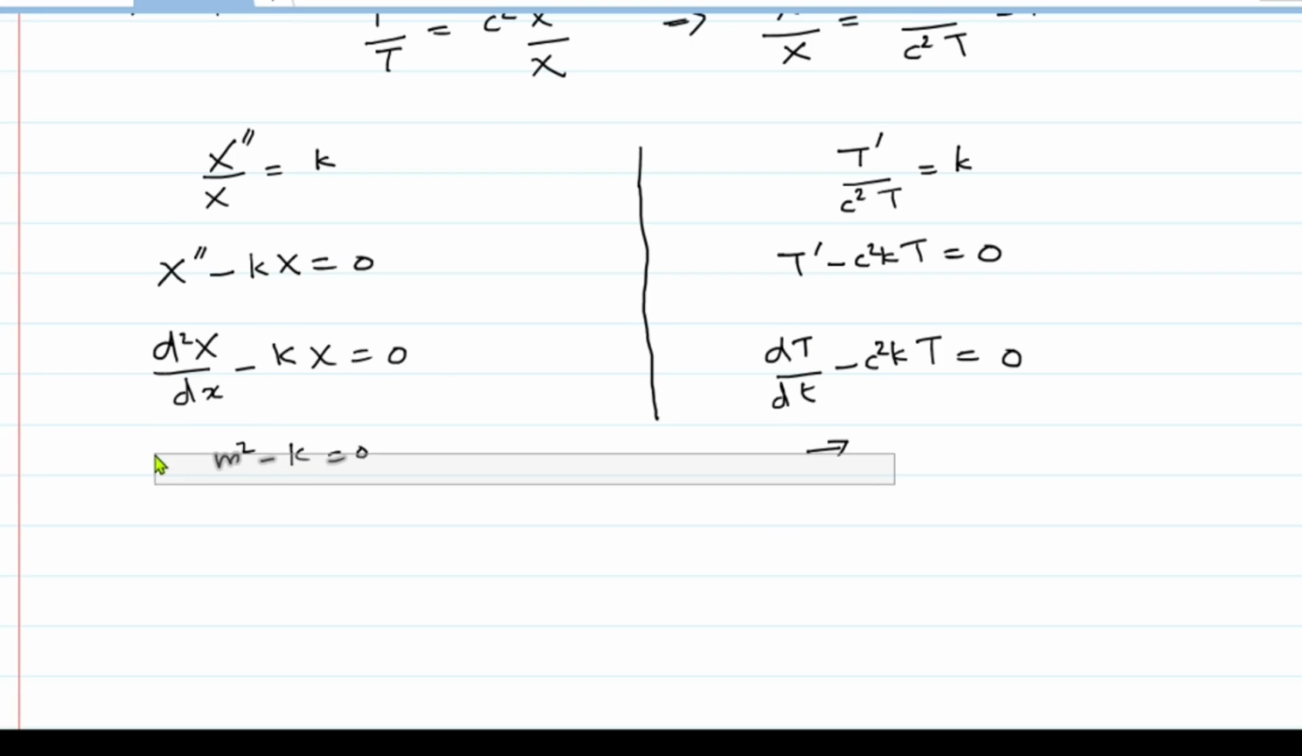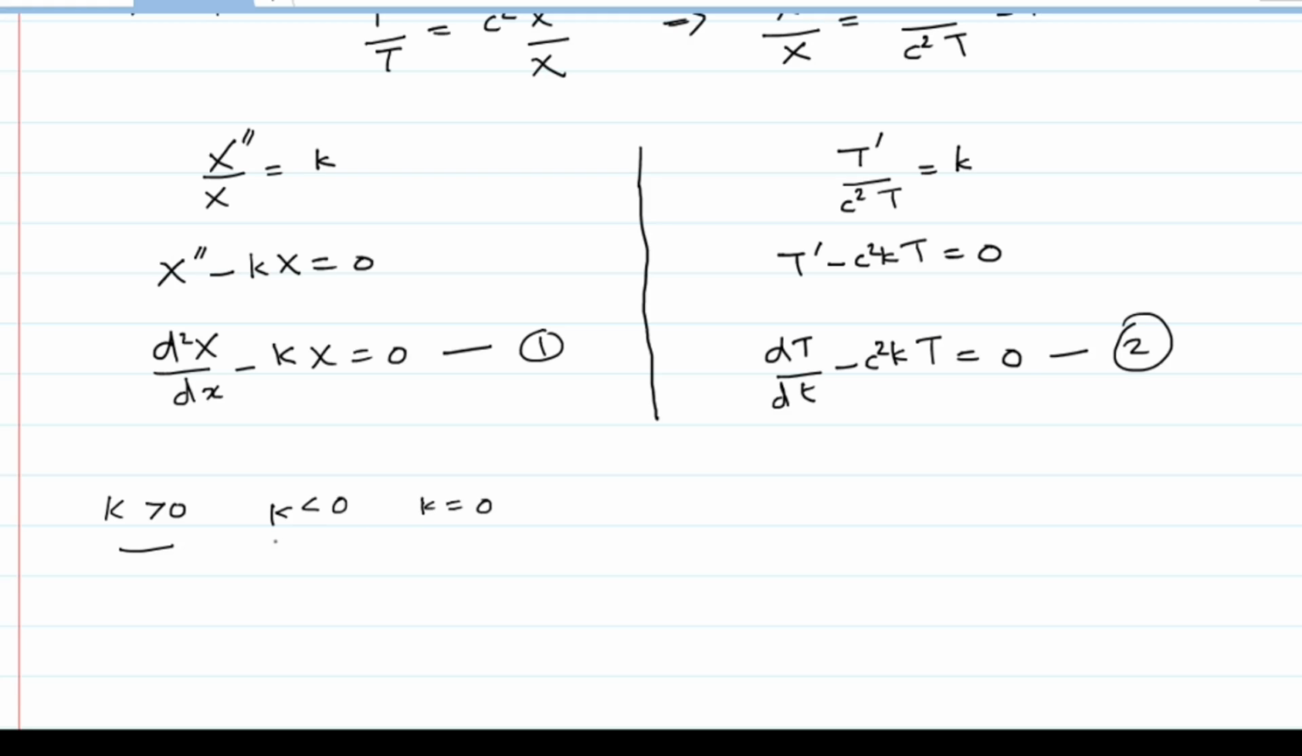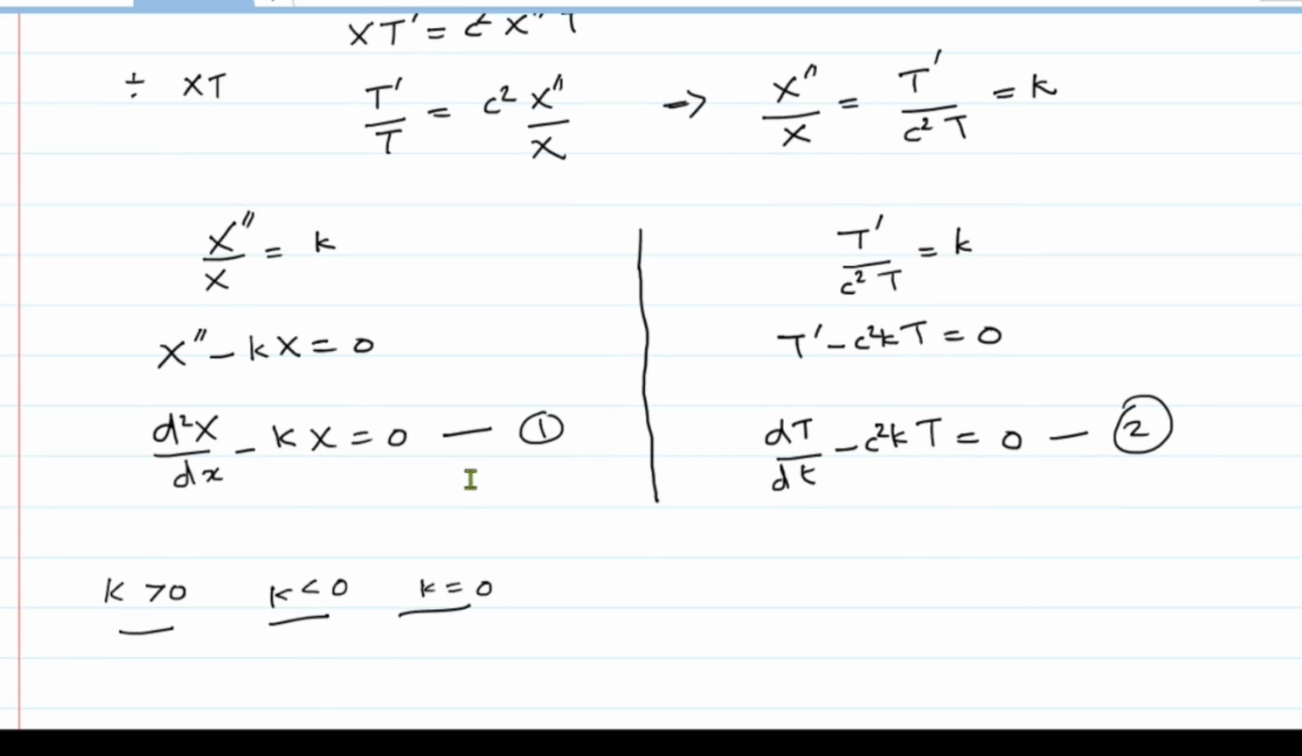Now we have two equations. One is this and the second equation is this one. Now as in the wave equation case, we take different cases for k, that is, k can be positive, k can be negative and k equal to 0. So we have to take these three cases.